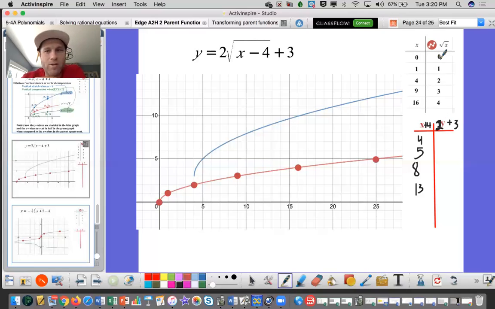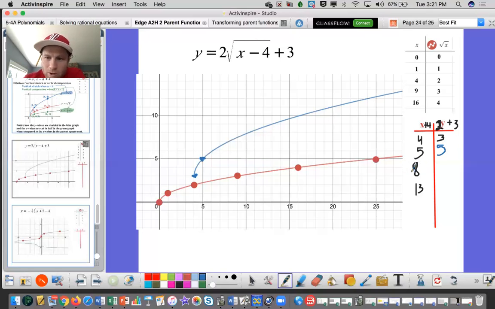2 times 0 is 0, plus 3 makes this 3. So 4 comma 3 should be a point on our graph. 4 comma 3, it is. It's right there. Perfect. And then I'm going to stick with blue. So I should take this and multiply it by 2 and add 3, right? So 2 plus 3 would make this 5. So 5 comma 5 should be on there. And it is.